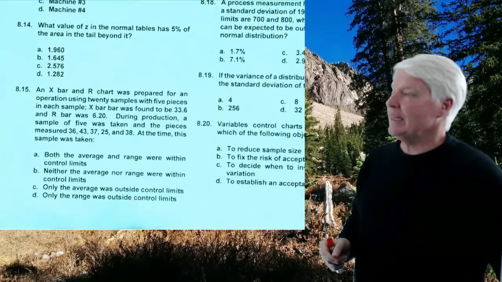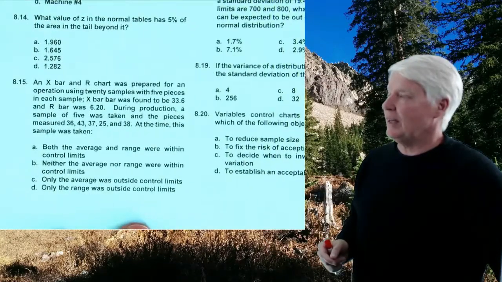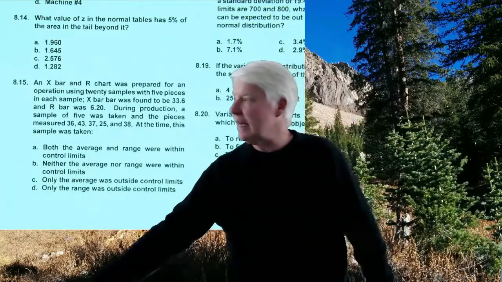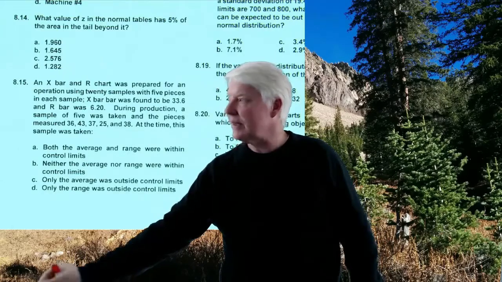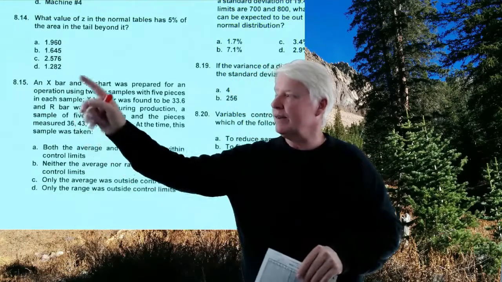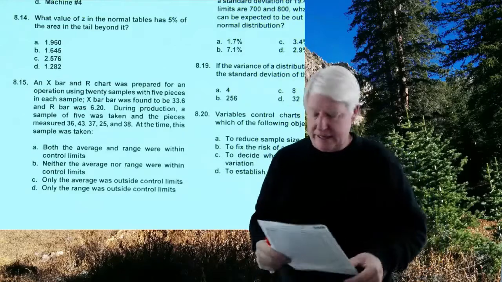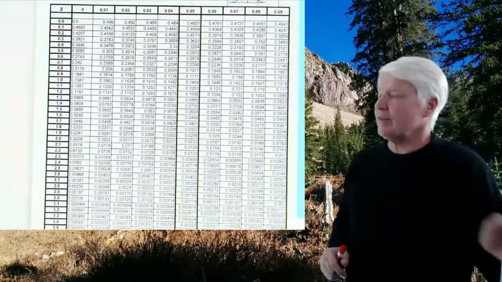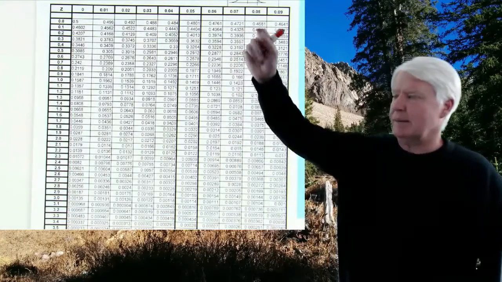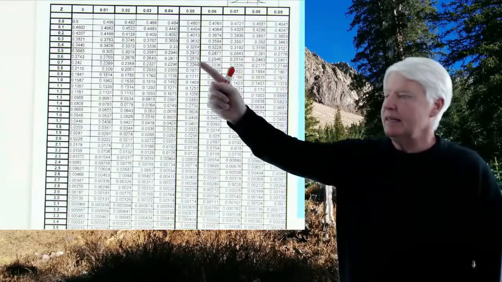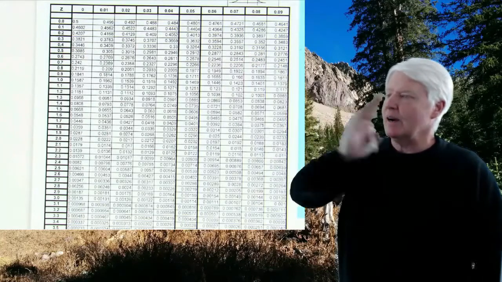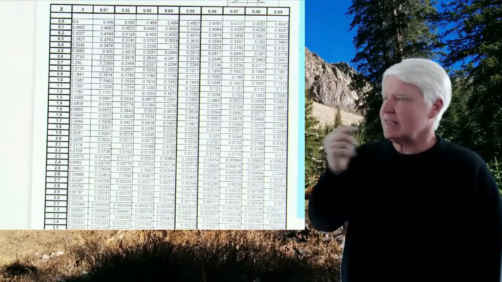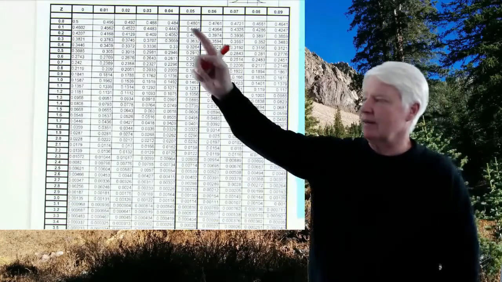What value of Z in the normal tables has 5% of the area under the tail beyond it? Okay. So this is a Z-table problem. It even says Z-table right there. What value of Z in the normal tables has 5% of the area? So you have to use this in reverse order. What it says is 5% of the area. So you see the bottom of the normal distribution up there. These numbers are that area under the curve beyond that many sigmas. And it wants 5%, so we have to do it in reverse.